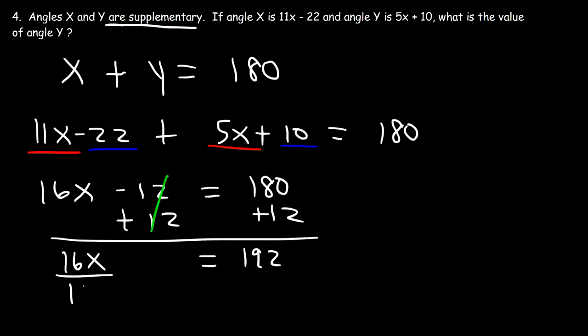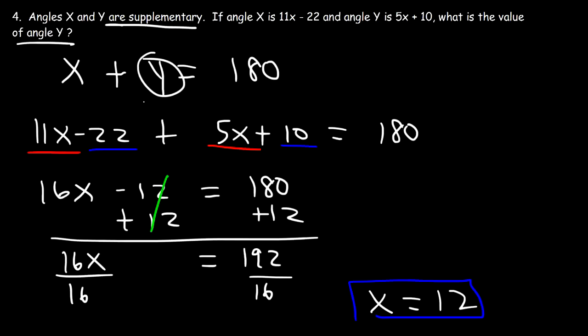Now let's divide both sides by 16. 192 divided by 16, that's about 12. So now we could find the measure of angle y. Angle y is 5x plus 10. So let's insert this value into that expression.